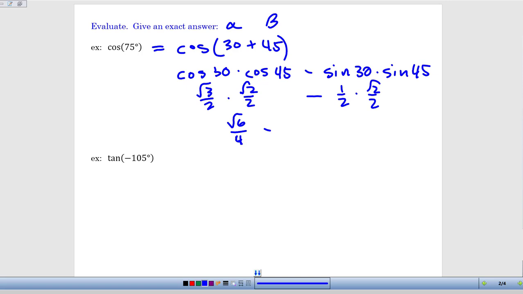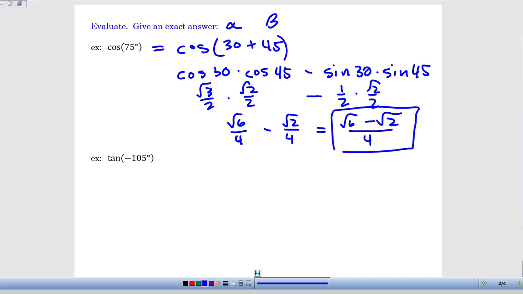minus 1 times root 2 is root 2 over 4, or a little bit cleaner way to write our answer here is root 6 minus root 2 all over 4. And so here we have an exact answer. We didn't have to push buttons on our calculator, we didn't have to round off any decimals, but we were able to find an exact answer for an angle that is not a unit circle angle, but is instead using the formula found using unit circle angles to get that exact answer.